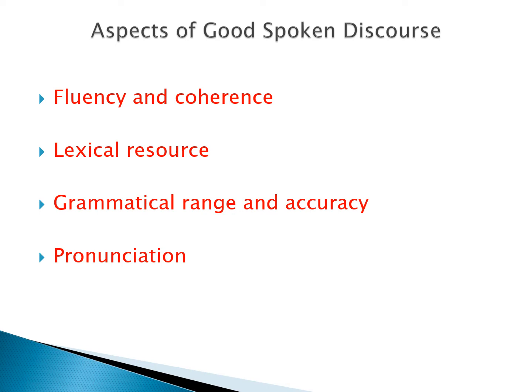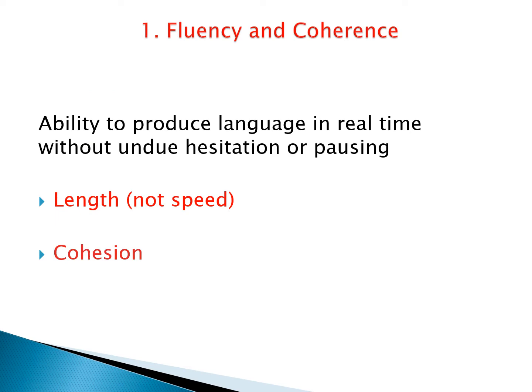As you can see, in a speaking exam, a candidate's performance is assessed in 4 different areas, namely fluency and coherence, lexical resource, grammatical range and accuracy, and pronunciation. And each criterion is given equal value in assessment. Let's now look at the first one, fluency and coherence.